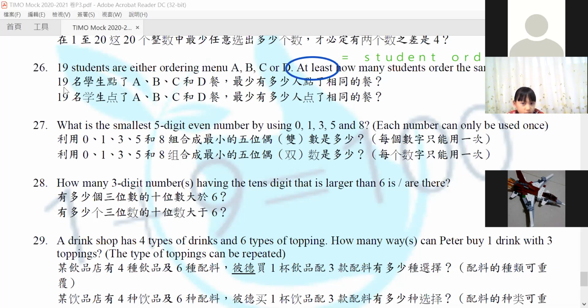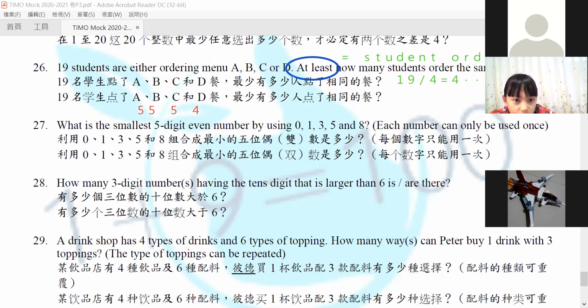If we need it to be even, 19 students are evenly divided among four menus. So how many should it be? 19 divided by 4 equals 4, and we still have 3 remaining, right? So we can divide it into, let's say, 5, 5, 5, 4. We have A is 5, B is 5, C is 5, and D is 4.